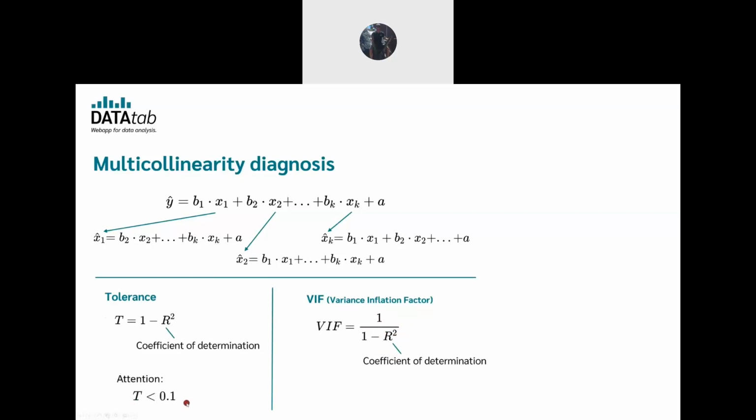Multicollinearity exists if the tolerance is smaller than 0.1. If we look at the variance inflation factor, it could be multicollinearity if the variance inflation factor is larger than. And now I will show you how you can easily check the requirements online.